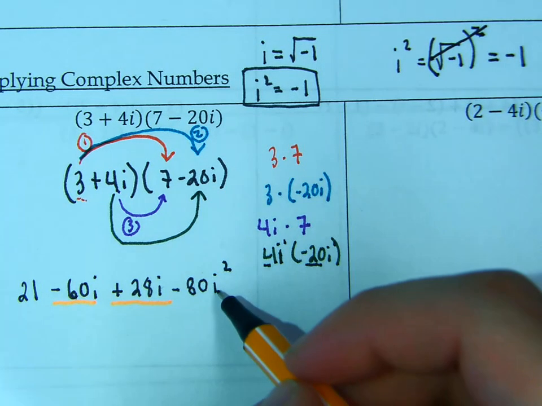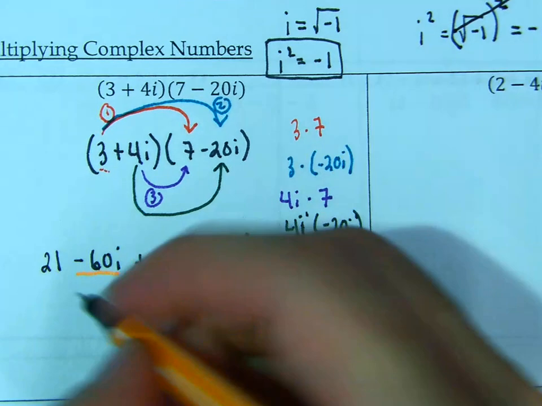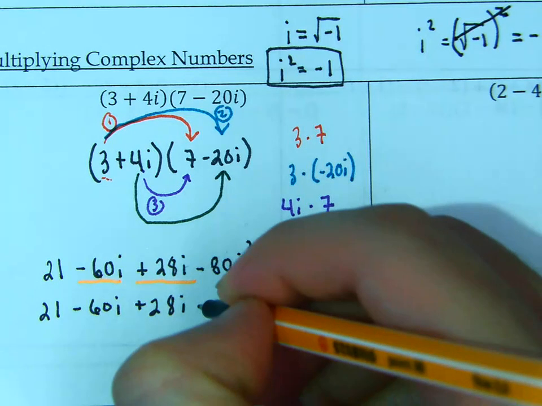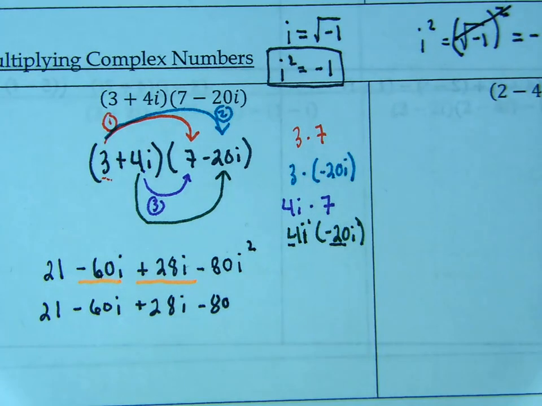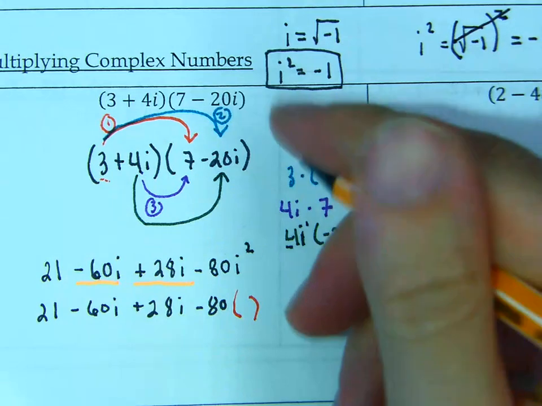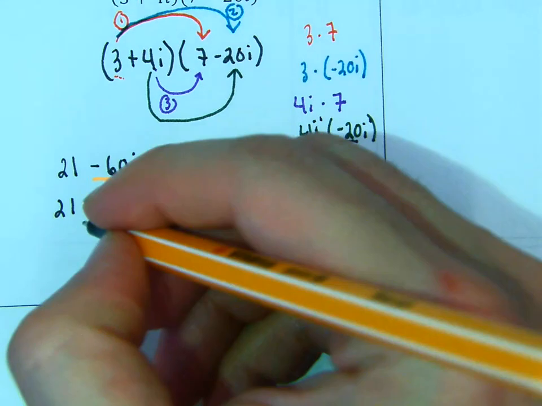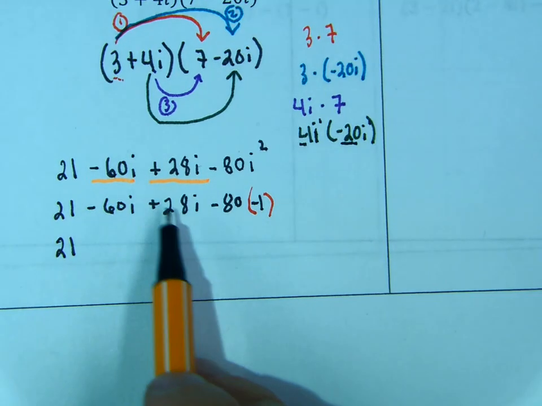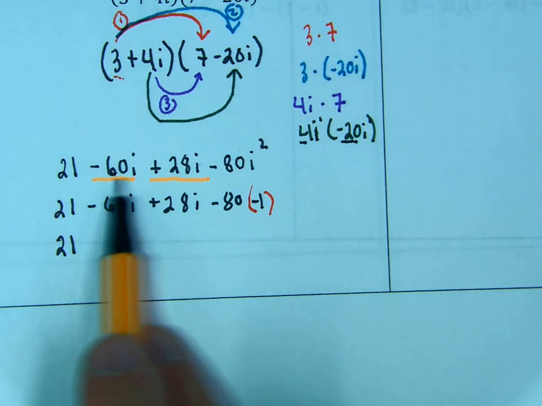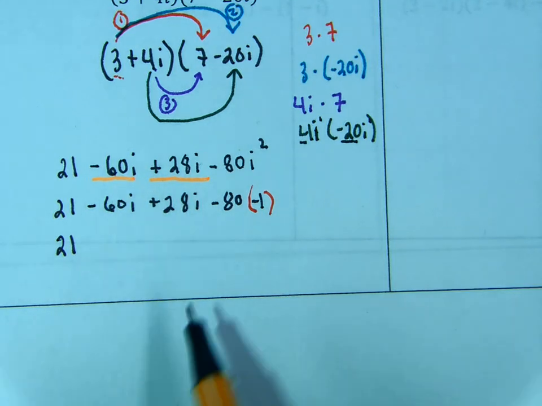Okay? So now anywhere I see i squared, what do I want to do with it? I want to plug in negative 1. So then how will I continue? It'll be 21 minus 60i plus 28i minus 80. And anytime I see i squared, I'm going to substitute it with a negative 1. Alright? So then how do I continue? This will be 21. Now I can combine these two, right? I can combine the negative 60i plus 28i, and take your time, use the calculator, use your beautiful mind. What would this be?